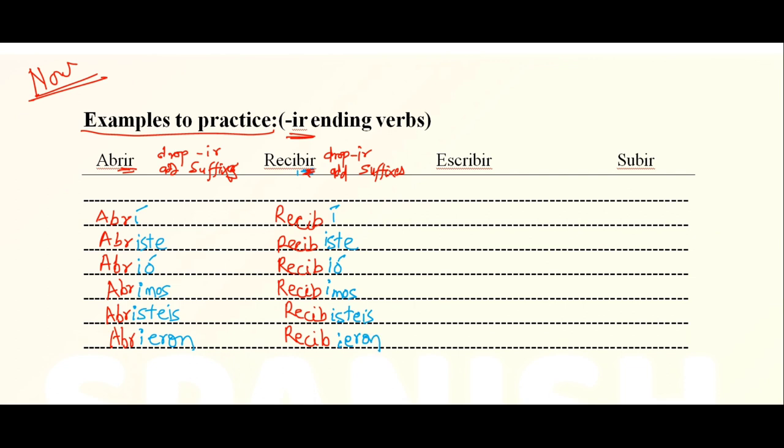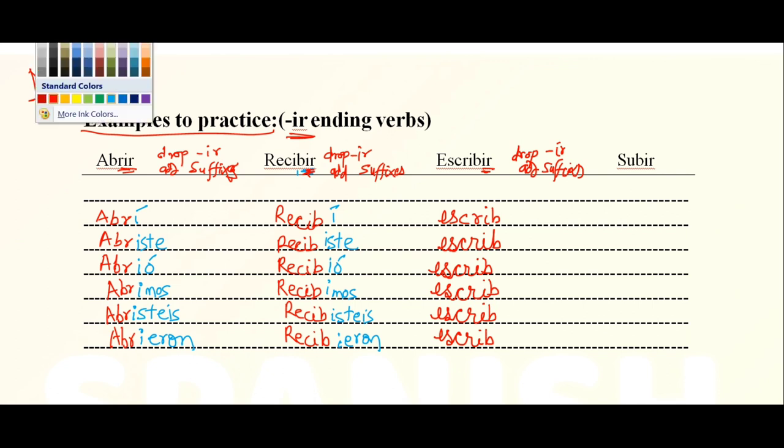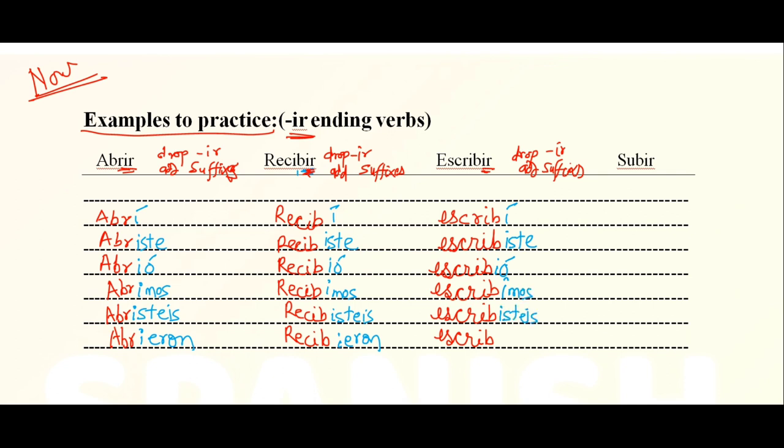Next verb is escribir. IR ending verb, drop it. Write the root words and add suffixes. Escrib, six times. First, second, third person singular and first, second, third person plural. I'll write it. Escrib, escrib. Escrib six times. Then suffixes in blue. Escribí. Escribiste. Escribió. Escribimos. Escribisteis. And escribieron.